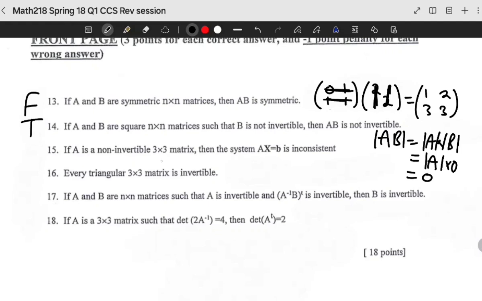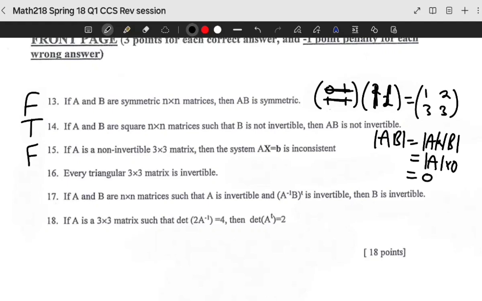If A is a non-invertible 3 by 3 matrix, then the system AX equal to B is inconsistent. This is also false actually, because it could be consistent for some values of B. So it's not necessarily true. Even if A is non-invertible, the system can still be consistent for some values of B.